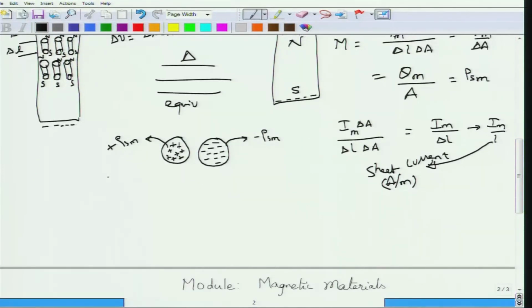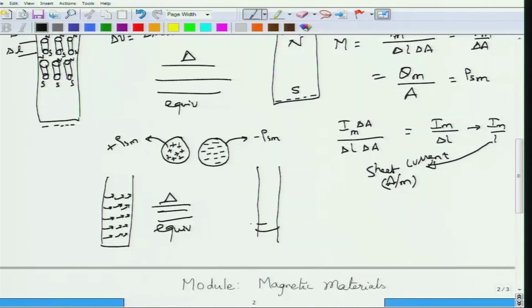This actually comes from imagining tiny loops, right. All these loops in the interior of the magnetic material cancel with each other, leaving you the dipoles at the surface, which means an equivalent of a long solenoid with currents, right. So, if the number of turns per meter is n, then n into L into Im will be the current enclosed, right. So, it would be n Im by L that will be the current that is enclosed there.